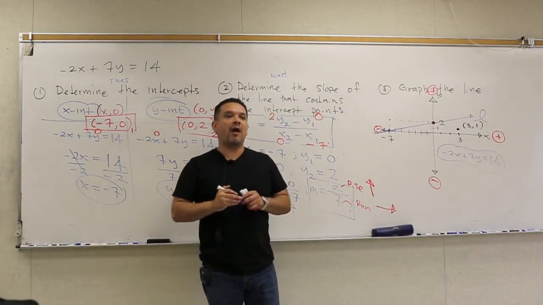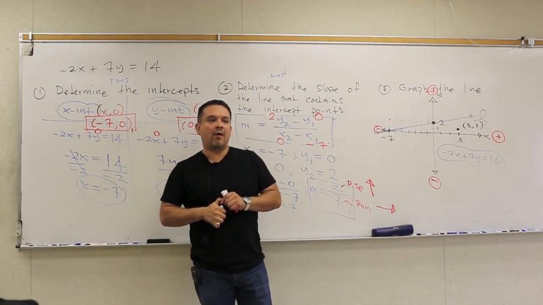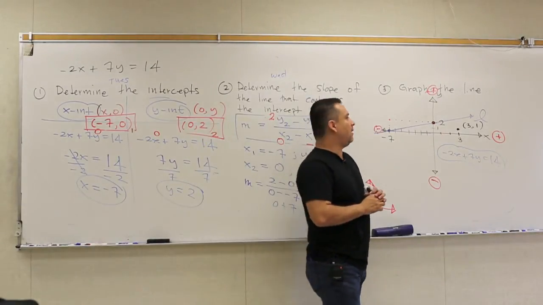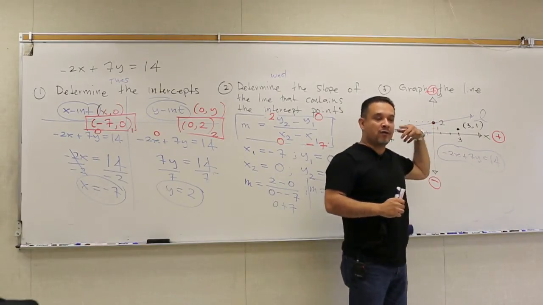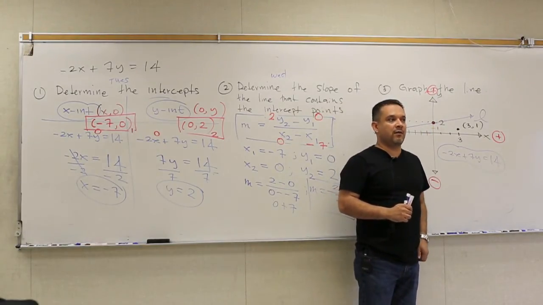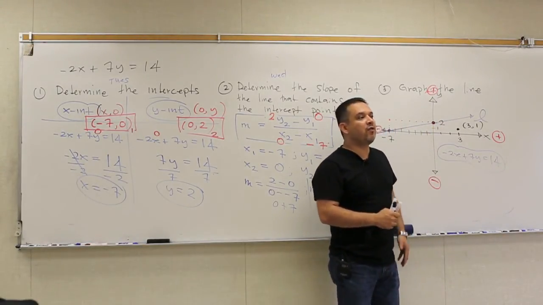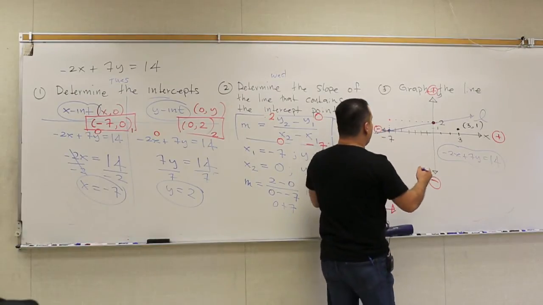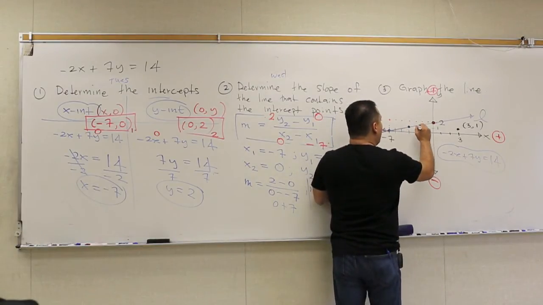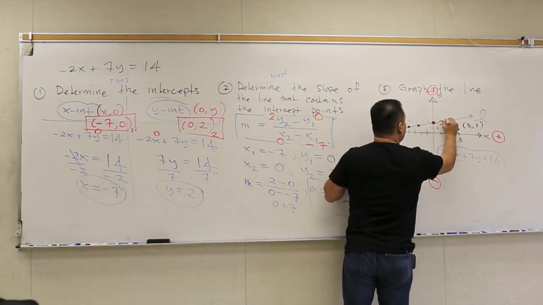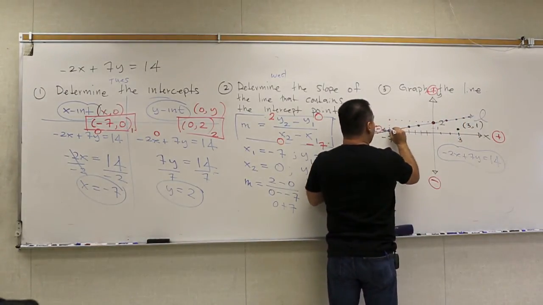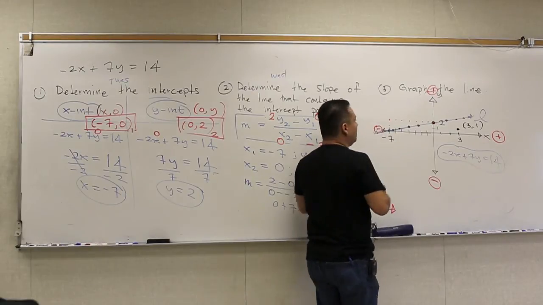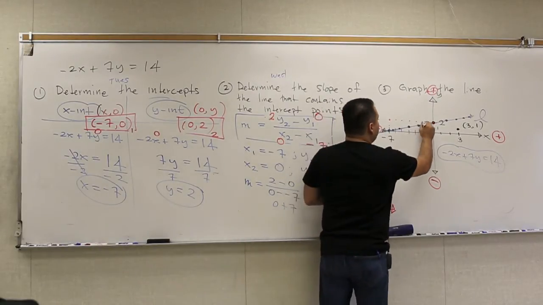Is that point on your line? No. What do we say about points that are not on this line? They're not solutions. Because being a solution is a point that is on this line, and there's infinitely many points on the line. Too many to count. Infinitely many.